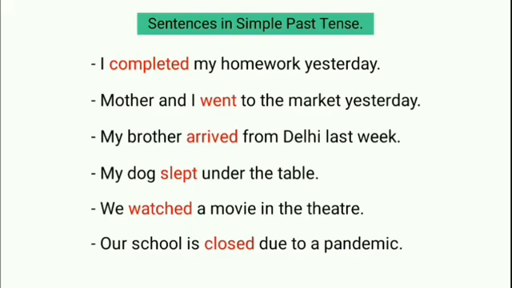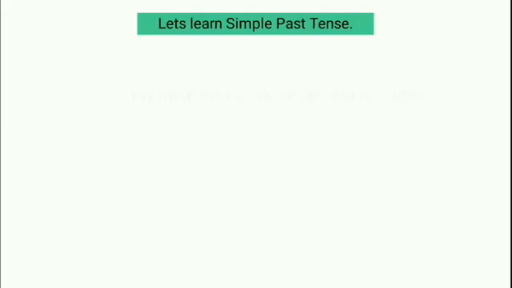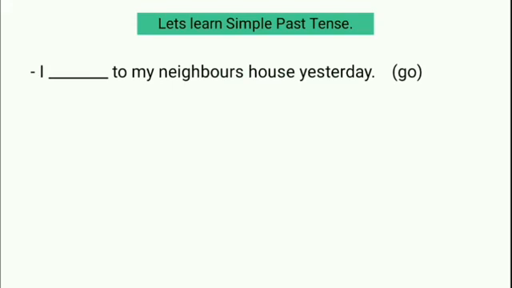Children, as you can see, in all of these sentences, we have the past form of the verb being used. Completed, went, arrived, slept, watched, closed. All right, these are a few examples. Now, children, I want you to help me fill up these blanks by changing the root form of the verb into a past form. In the first sentence we have: I dash to my neighbor's house yesterday. So the past form of go will be went. Very good. So the correct answer will be: I went to my neighbor's house yesterday.